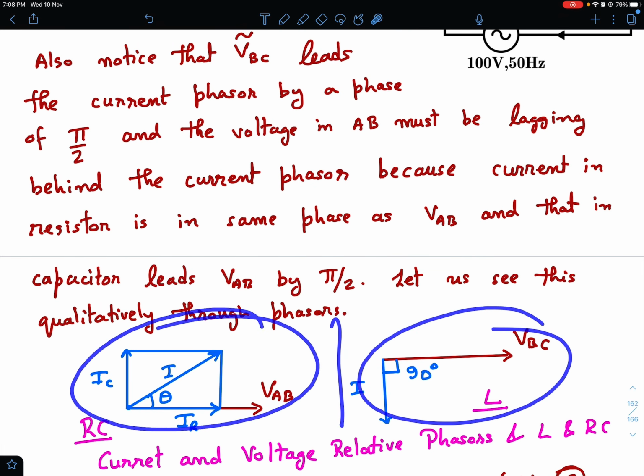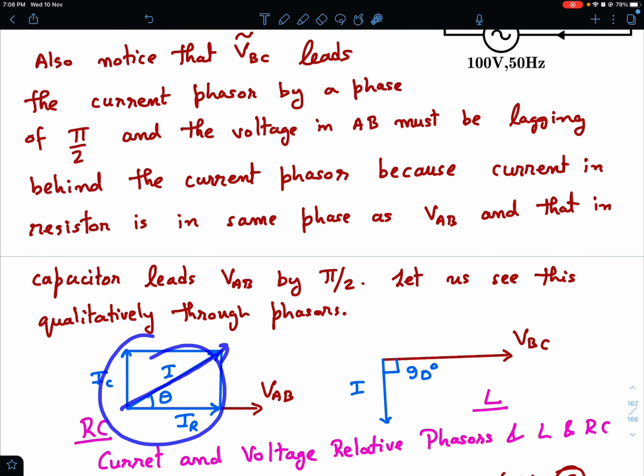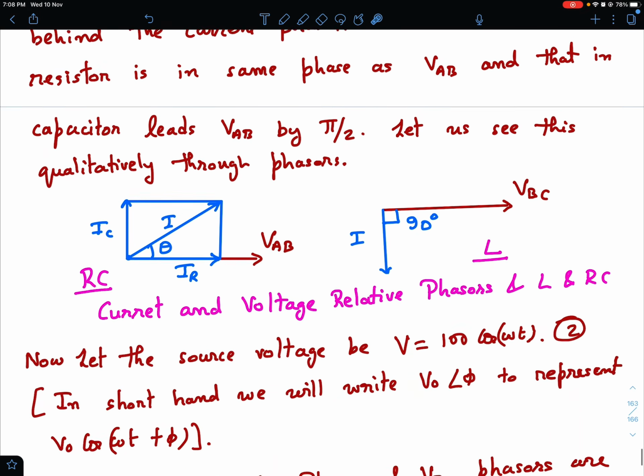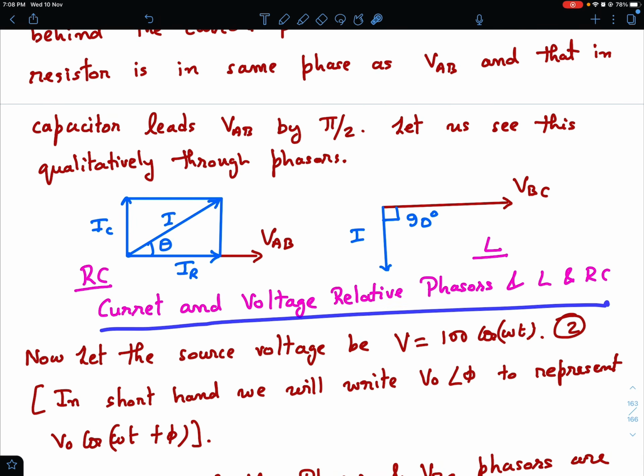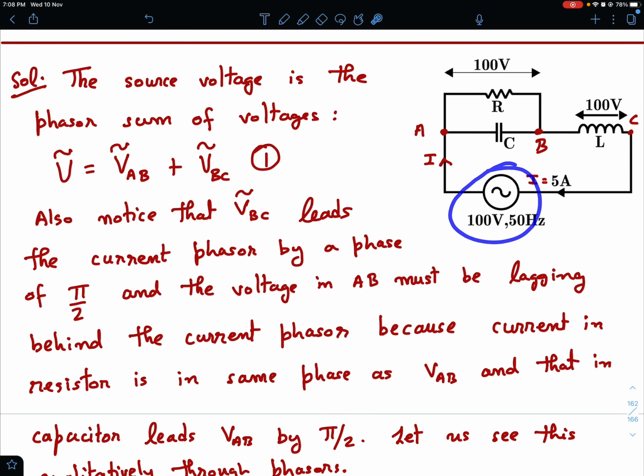These are two different diagrams just to visualize the relative positions of the phasors. So in the inductor the current is lagging behind, or we can say that voltage across the inductor is leading, and in the RC parallel combination current is leading, right? So these are the current and voltage relative phasors in inductor and the RC parallel combination.